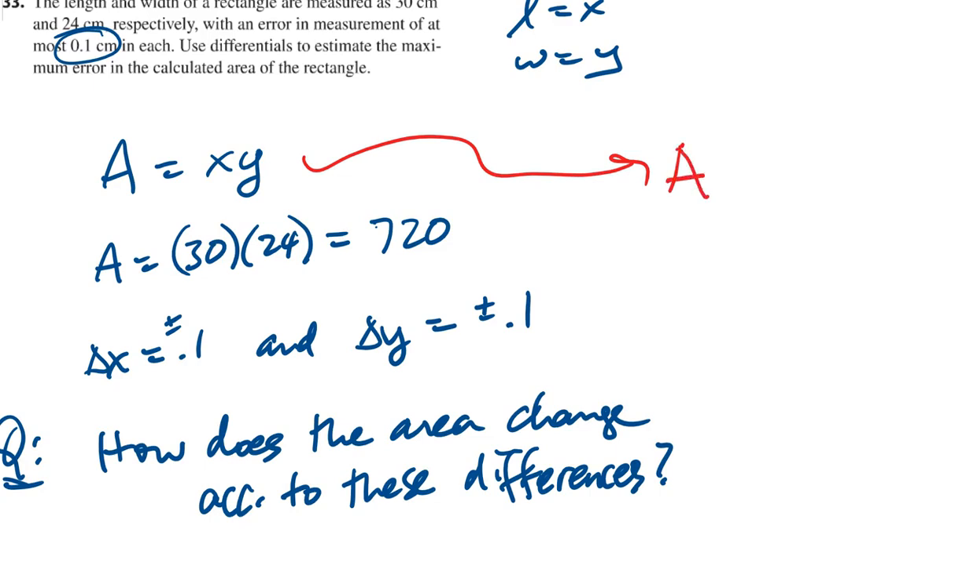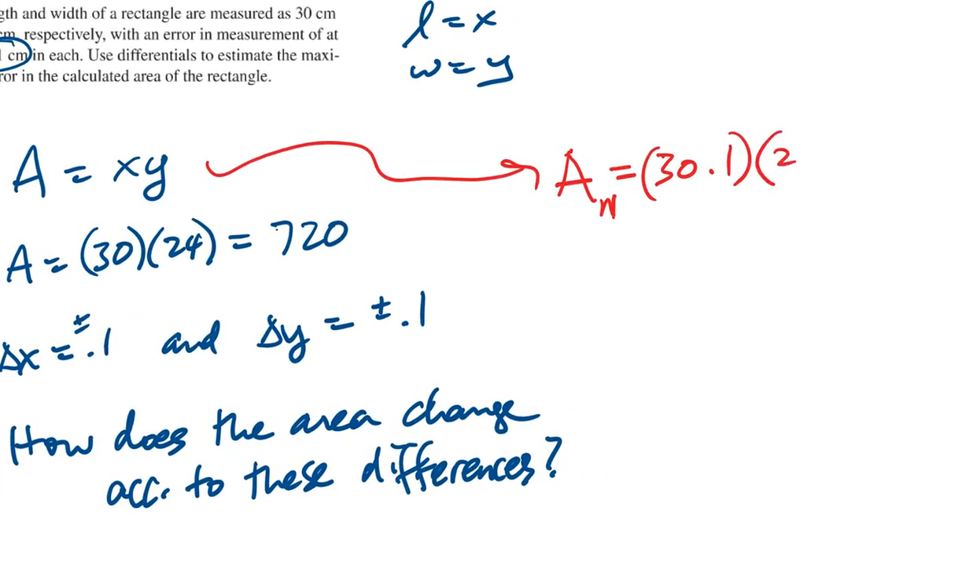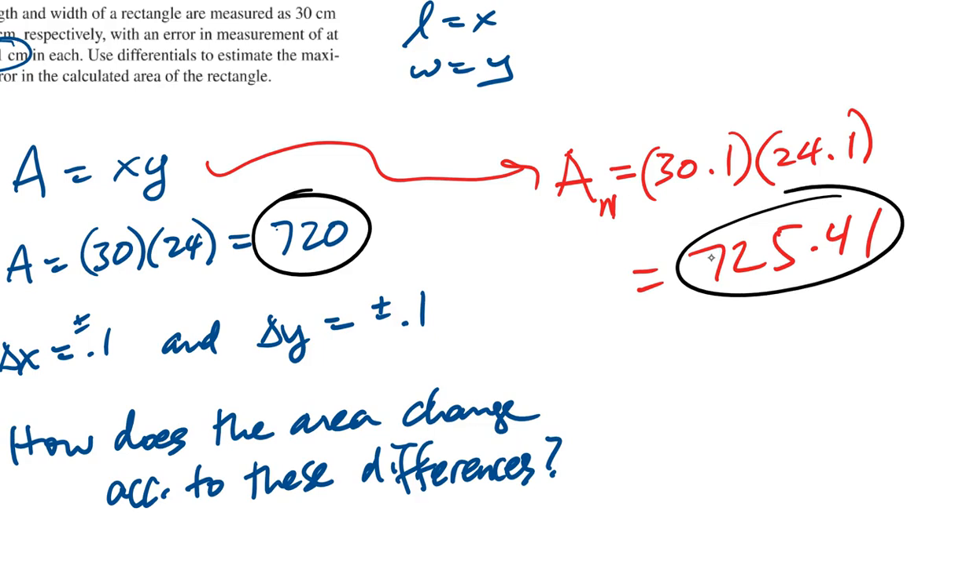So the new A, we'll call this A sub N, new A. That's going to be 30.1 times 24.1. Okay, so I multiply these two together on my calculator, and I get 725.41. Now, if you compare that to the original, the difference, or the change in the area, is 5.41 square centimeters.